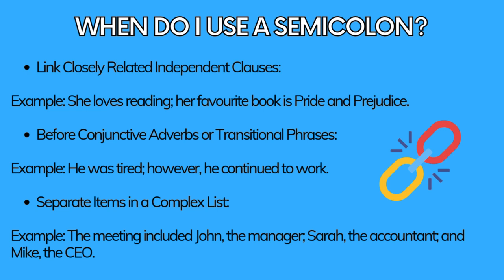So first of all, they're used to link closely related independent clauses. So a semicolon connects two ideas that are complete sentences, but closely related in meaning. For example, she loves reading; her favorite book is Pride and Prejudice. Notice how both sides of the semicolon make sense on their own, but they're closely related so they can be joined with that semicolon.